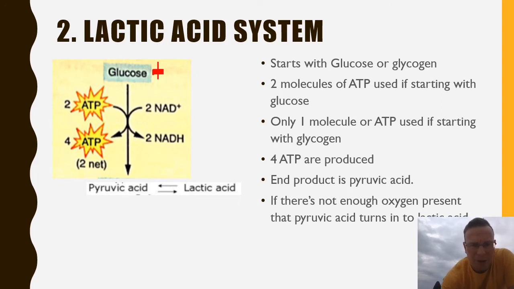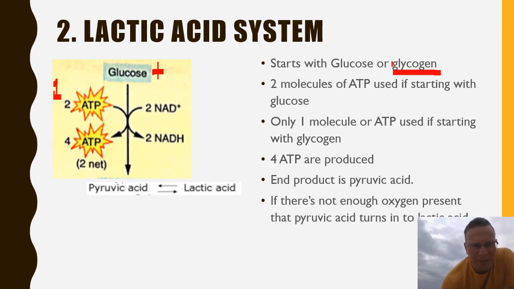What you'll see on this left-hand side, I'm going to put a 1 as I talk through the stages. So here's my stage 1. Stage 1 shows 2 molecules of ATP being used. This is to break down glucose. Now, if I've started with glycogen, the body's preferred way of storing glucose, I only use 1 molecule of ATP to start breaking it down. So whatever the start point, I'm already down in terms of net ATP.